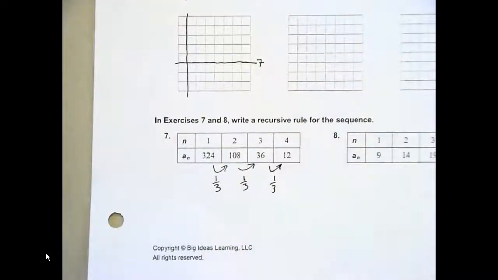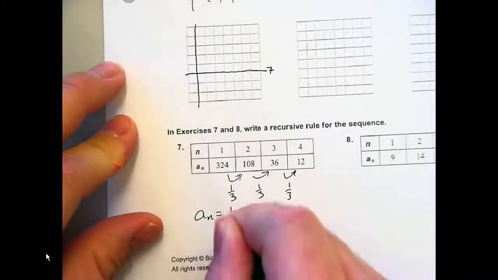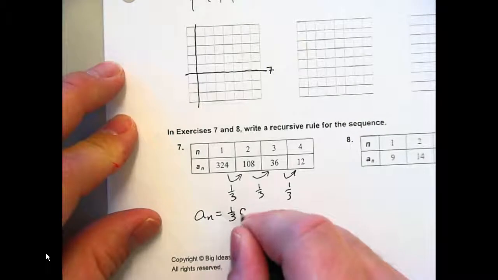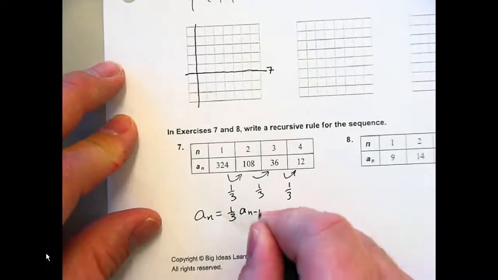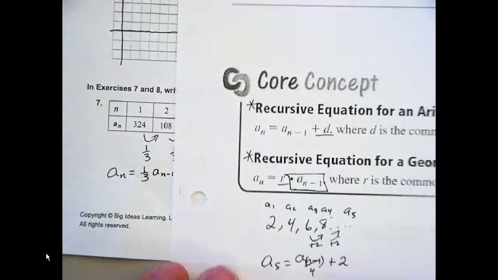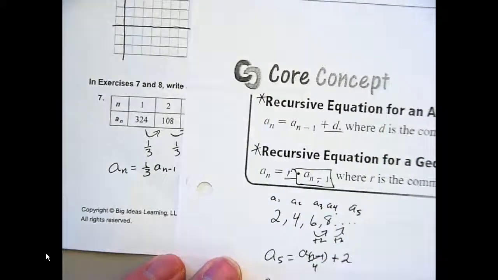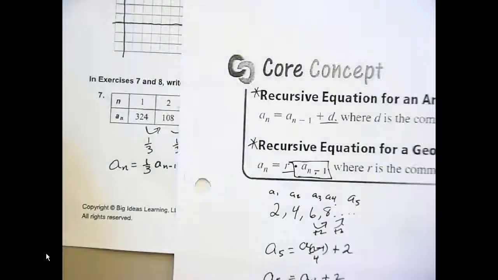Okay, so what's our equation then? Okay. A sub n minus 1. All right, we're using our recursive formula again. So once we figure it out, we plug it in. For r, we have our a sub n. Well done.